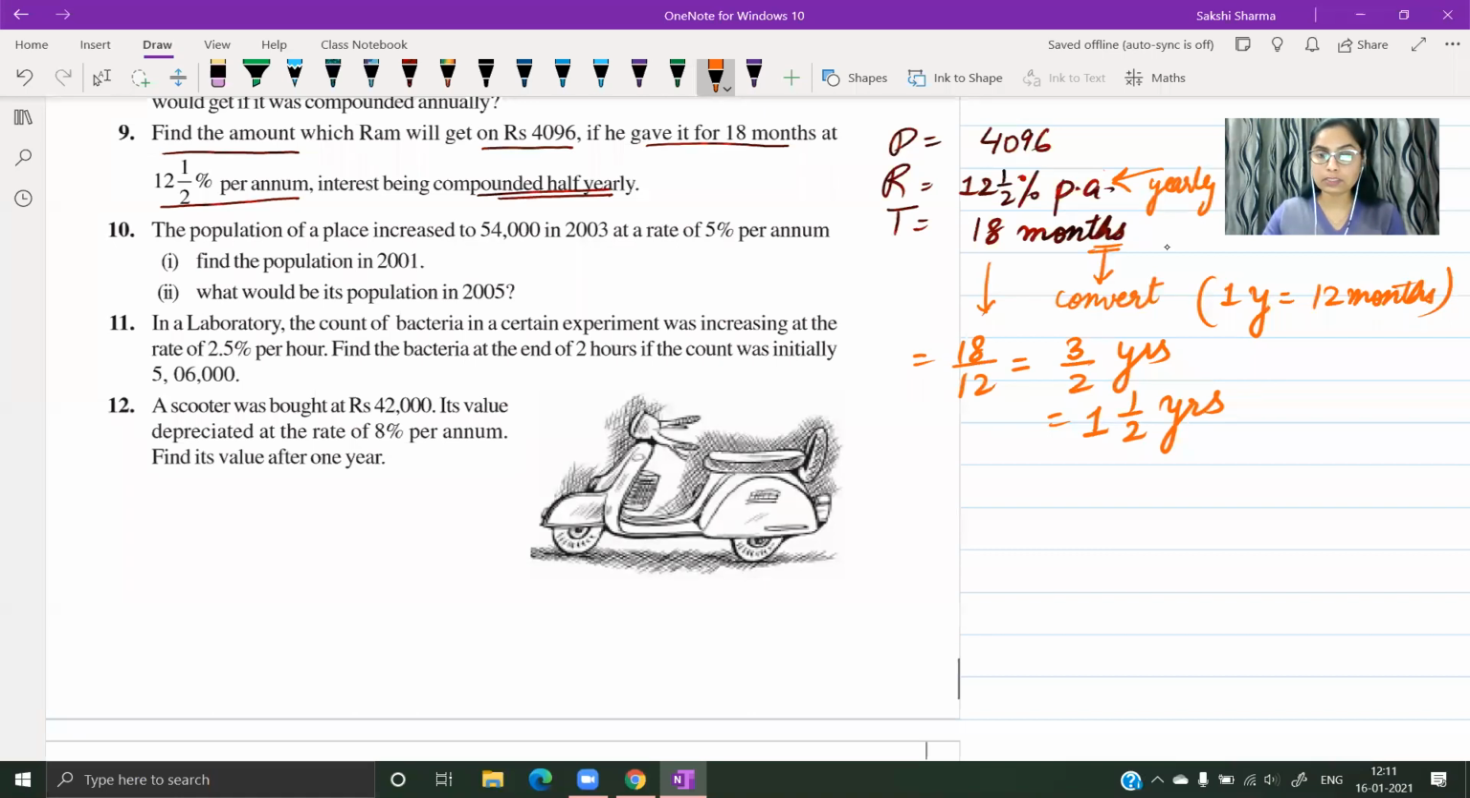This is very important. If you don't convert this, and you use 18 in the formula, आप time की जगह पे अगर 18 use कर लोगे, आपका आंसर गलत हो जाएगा. So be very careful about this and then solve your answer. This is compounded half yearly. This is type 3.